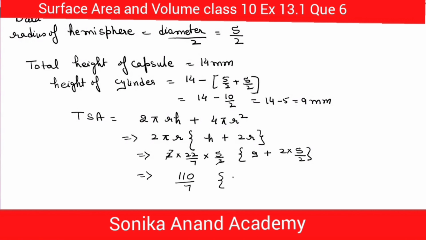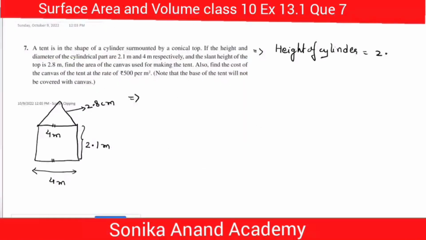Here 9 plus, let us get cancelled, that is 5. 110 by 7 into 14. 7 twos are 14. So calculation become easy. 0.1 meter.